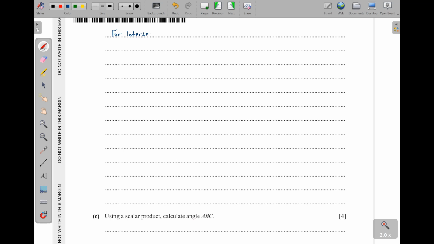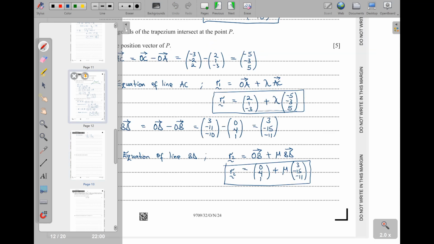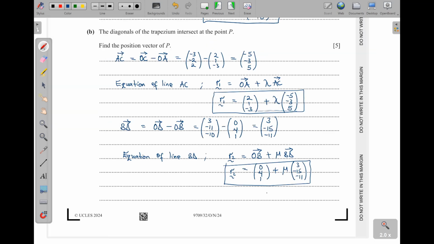For intersection, 2 minus 5 lambda, then 1 minus 3 lambda, and then negative 3 plus 5 lambda. Okay, this one is equivalent to 3 mu. Then this one is equivalent to 4 minus 15 mu. And then this one is equivalent to 1 minus 11 mu. Okay, if we go back and we check here, yeah, you can see that we have 0, then plus 3 mu. So that's why I'm just having 3 mu. Then 4 minus 15 mu, and then 1 minus 11 mu.